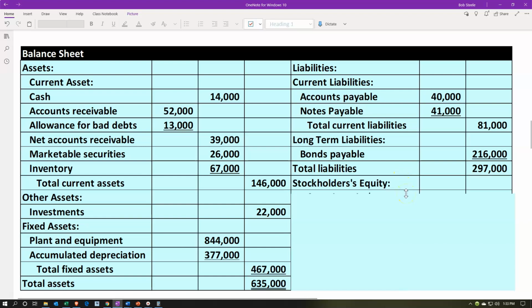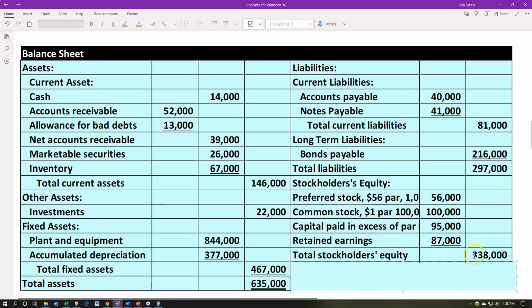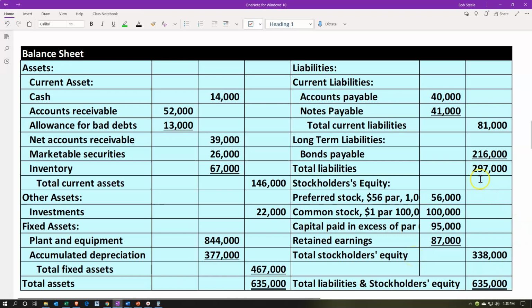But then you've got the stockholders' equity. That's going to include the preferred stock, the common stock, the capital in excess of par, and retained earnings, which will then be grouped up in the outer column once again. And then we'll sum up the outer column, which will include these 2 numbers. There's the 635 and the 635.